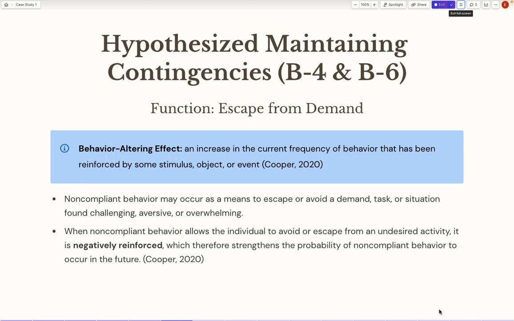The hypothesized maintaining contingency was socially mediated escape from demand. Socially mediated just means that another person had to act in order to allow the function to take place. So when engaging in non-compliant behavior, the client was able to avoid or escape an undesirable activity, which negatively reinforced the problem behavior. So allowing him to escape the demand strengthens the probability of him engaging in the behavior in the future.